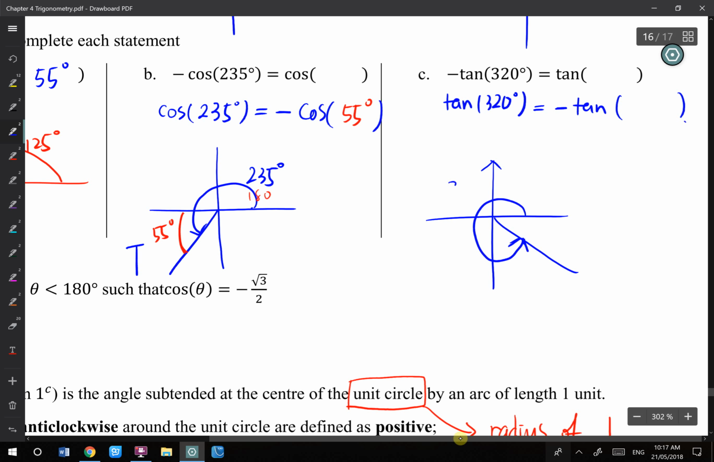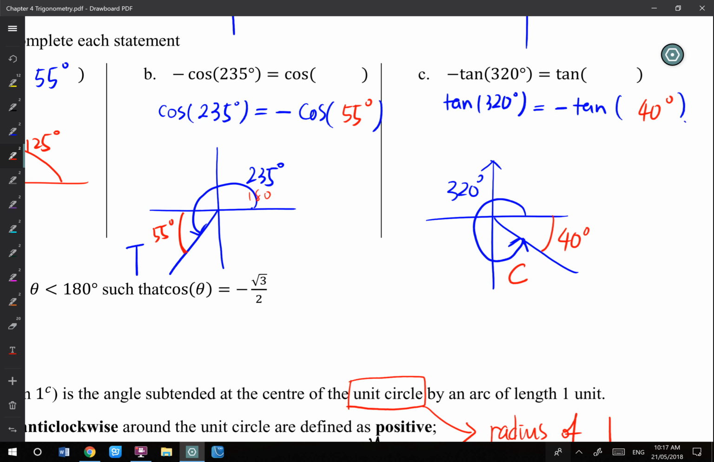So 320 is in the cosine quadrant, with a reference angle of 40 degrees. So the 320 will be changed into 40 degrees. And it's the cosine quadrant, and I have the negative there. Okay, and I have the negative there.